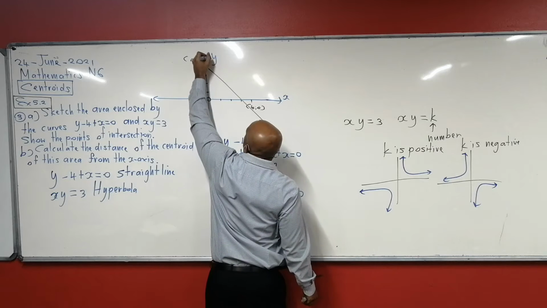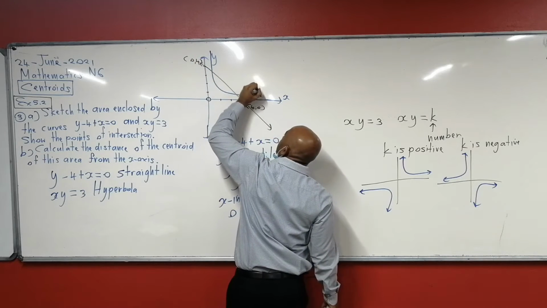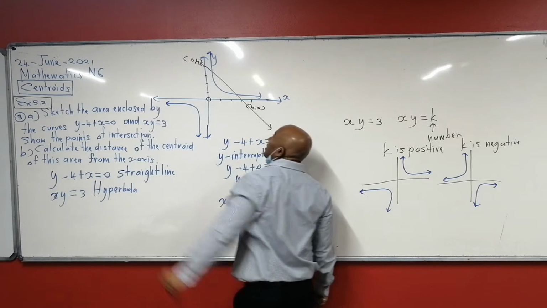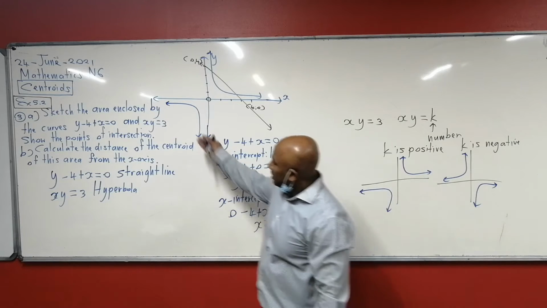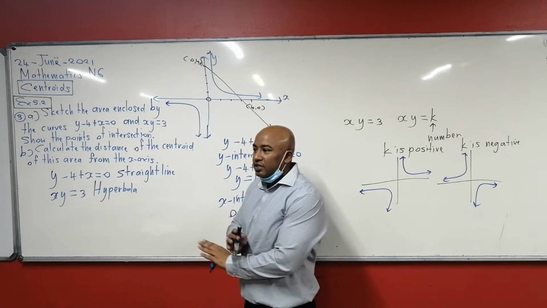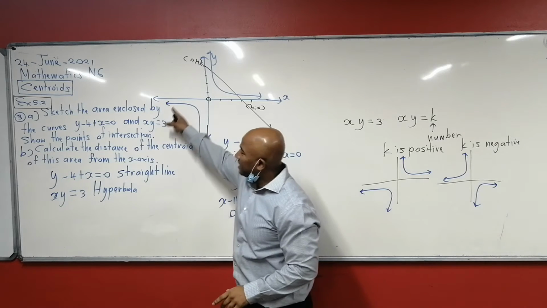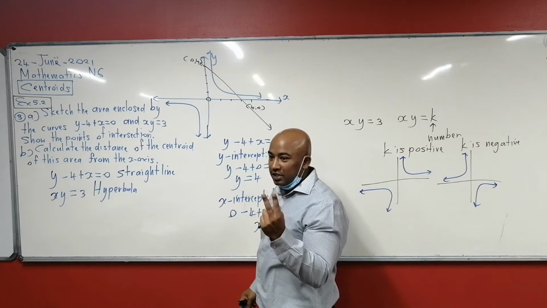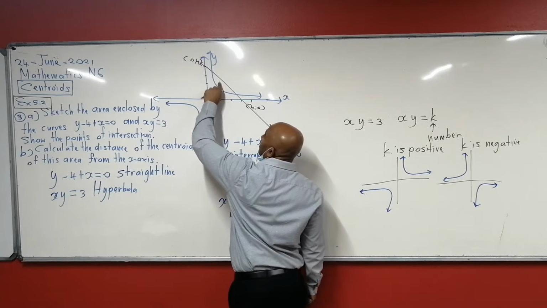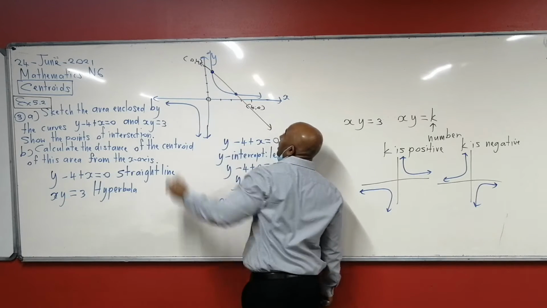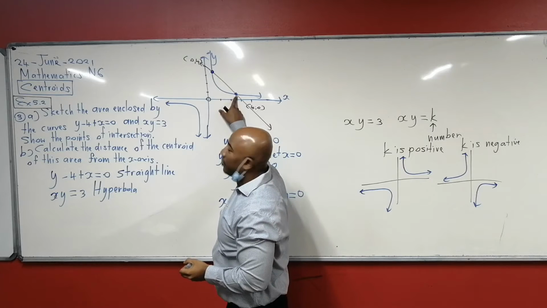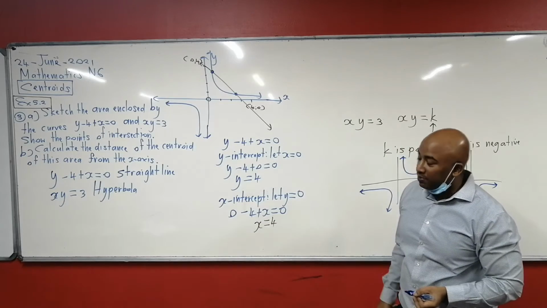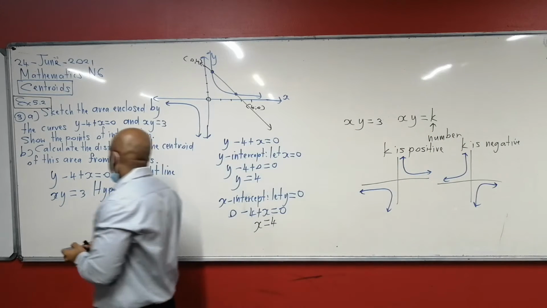So the first quadrant here and the third quadrant. Notice that in the third quadrant there is no point of intersection, so this is not required for this problem. We want the area bounded by these two curves, and here is the area bounded by the two curves. It's bounded between these two points of intersection. That means we need to find those points of intersection. Now, let's find them.